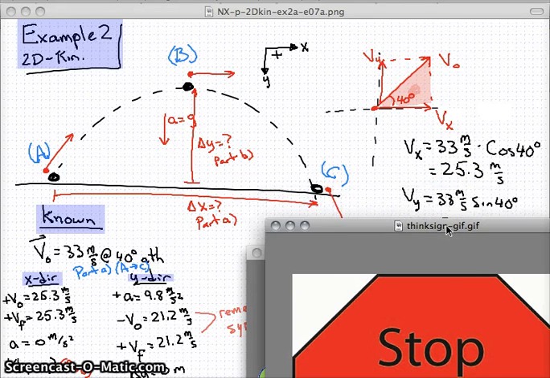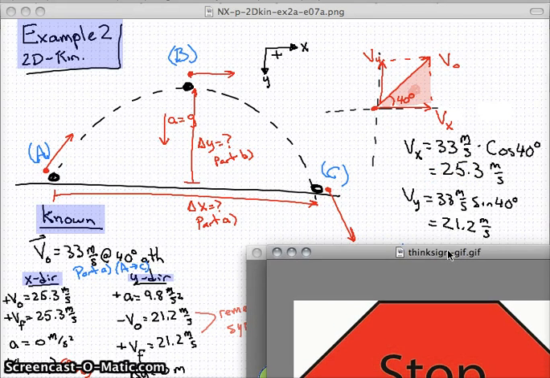Likewise, the y component for the original velocity is based on the sine function. Again, our y velocity looks like this. That's the equivalent to the opposite side of this triangle, and therefore we're going to end up with 21.2 meters per second here after I've used the sine function. The sine function relates the opposite to the hypotenuse. So that's where we're dealing with our original velocities.